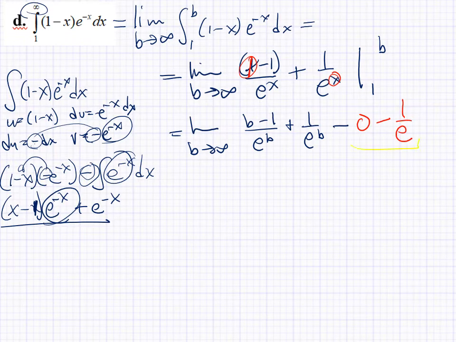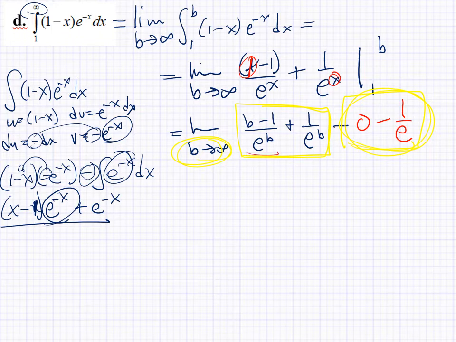Now, all this is just constant, so it doesn't matter what's happening with b, this is just going to stay constant. This is what you need to concern yourself with when it comes to the limit. Those are the pieces that have b's in them. So as b goes to infinity, what happens? Well, if b goes to infinity, we can look at these separately.